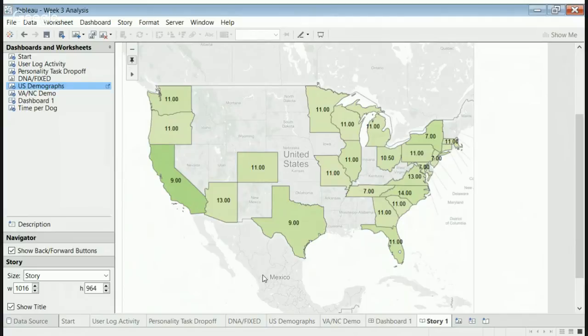Every one of these states has at least 100 users or more. The numbers that you see on the states are the median task completion, the amount of tasks that they've completed for each state. Three of them are significant: Arizona, North Carolina, and Virginia.